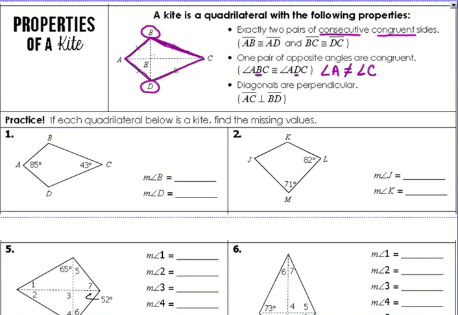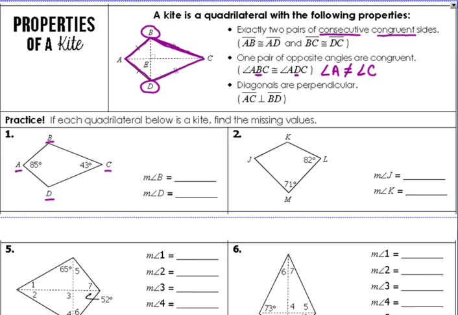So on example 1, we have angle A and we have angle C. Looking at our properties, we don't know anything concerning angle A and angle C. What we do know about the angles is that the opposite angles B and D are equal to each other. The other thing that we know is that all quadrilaterals have 360 degrees in them.